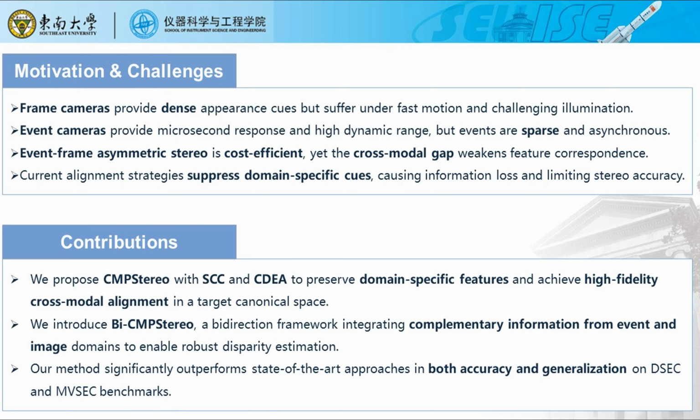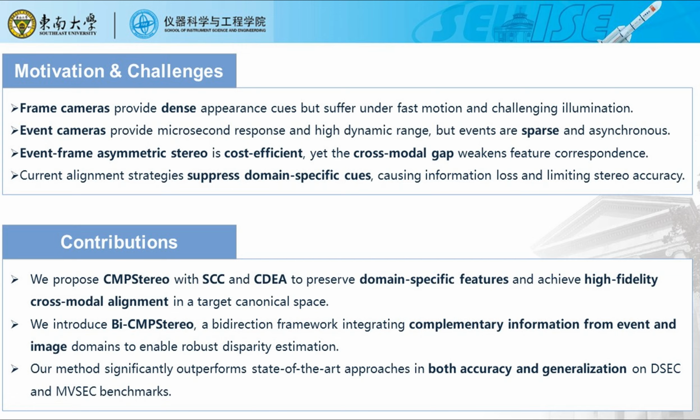Event cameras, on the other hand, have very different sensing characteristics. They respond asynchronously to brightness changes with microsecond-level latency and a very high dynamic range. This makes them particularly suitable for dynamic scenes, low-light environments, and high-speed motion. However, event data is also sparse and asynchronous, which makes it difficult to directly use standard stereo matching techniques.